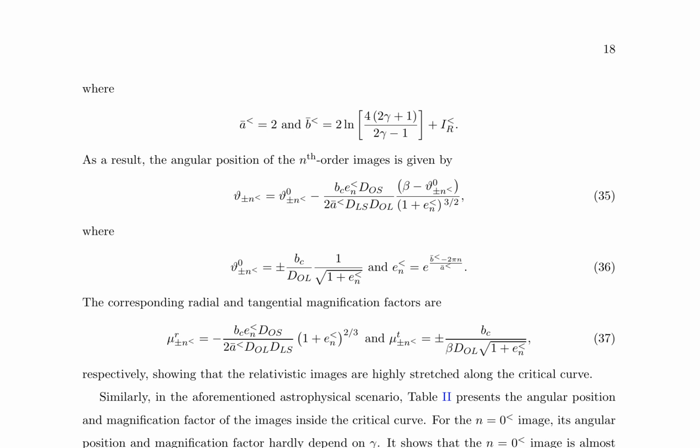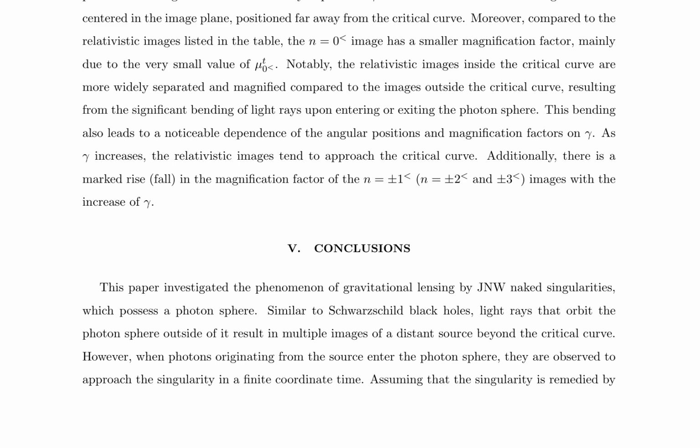Table 2 presents the angular position and magnification factor of the images inside the critical curve, illustrating that the n=0 image is almost centered in the image plane, with a smaller magnification factor compared to the relativistic images. The relativistic images inside the critical curve are more widely separated and magnified due to the significant bending of light rays upon entering or exiting the photon sphere.